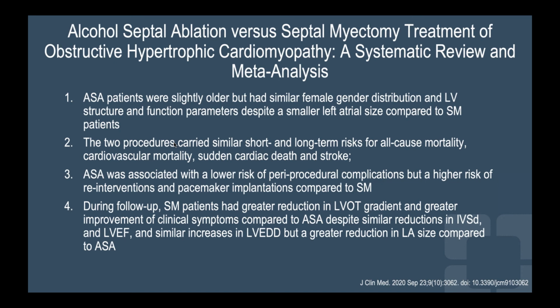Of course, a catheter-based procedure is going to have fewer complications in the immediate peri-procedural time than open heart surgery. Having said that, they did have more re-interventions if the symptoms were not relieved, and more pacemaker implantations compared to septal myectomy. At follow-up, septal myectomy patients had greater reduction in the gradient across the left ventricular outflow tract and greater improvement of clinical symptoms compared to alcohol septal ablation.